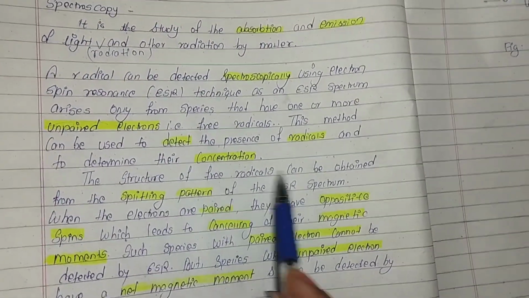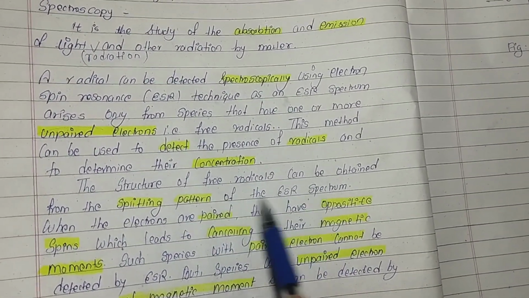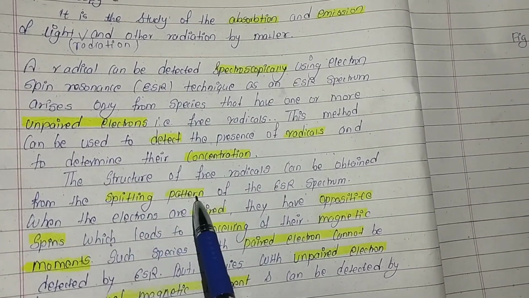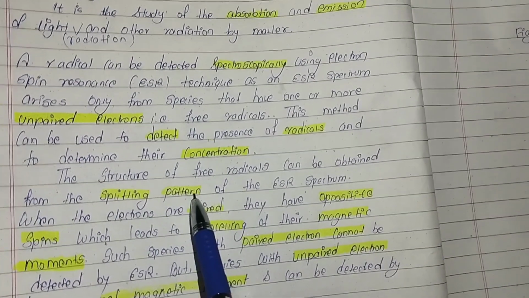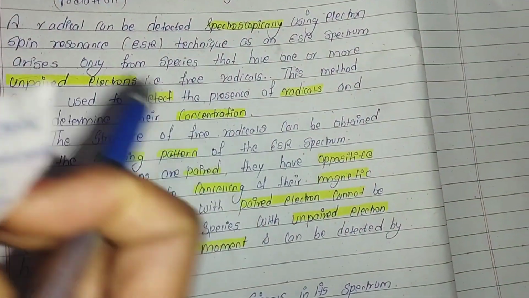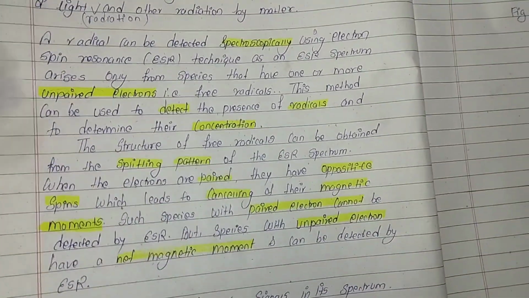The structure of the free radicals can be obtained from the splitting pattern of the ESR spectrum. The splitting pattern means the splitting of light or radiation.